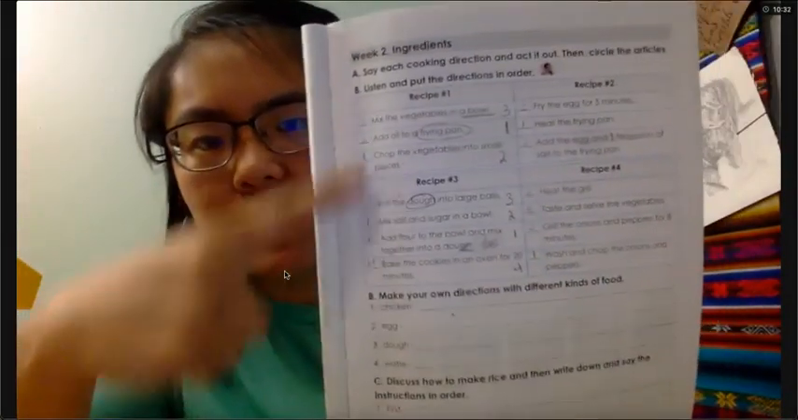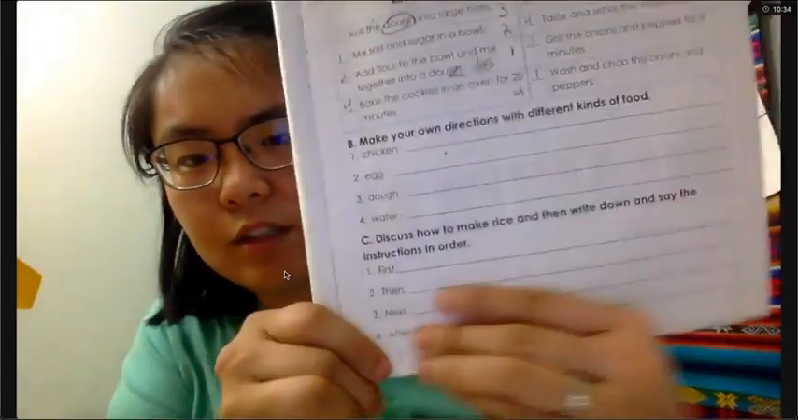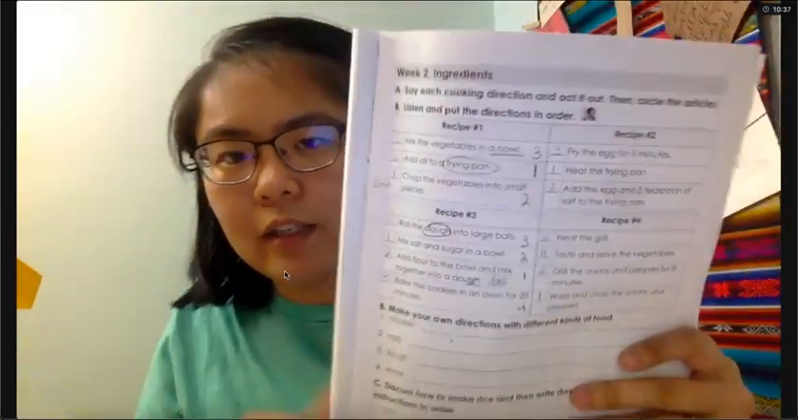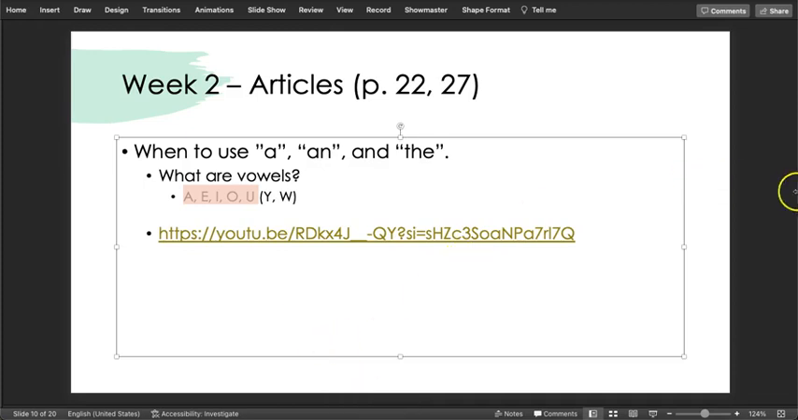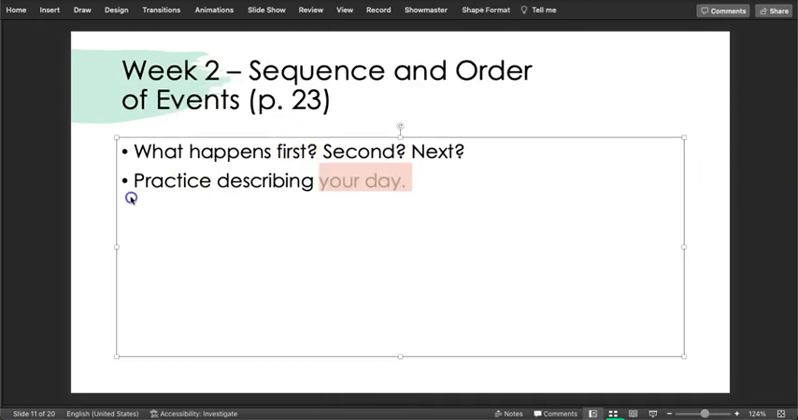Moving on. Next, we talked about sequence. This is page 23. This is the order of events. So, right, an example that would be good to practice is describing your day. Sorry about that. Okay. Practice describing your day with sequence words. First, I wake up. Then, I eat breakfast.